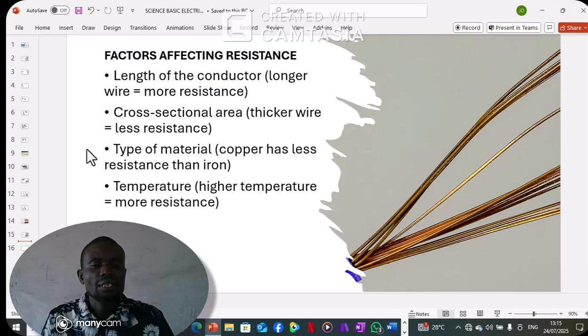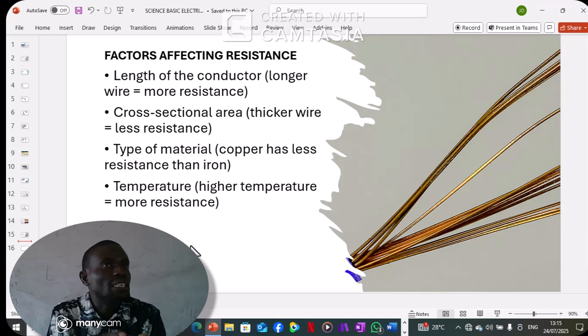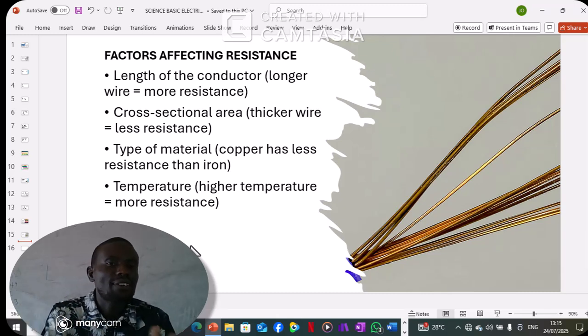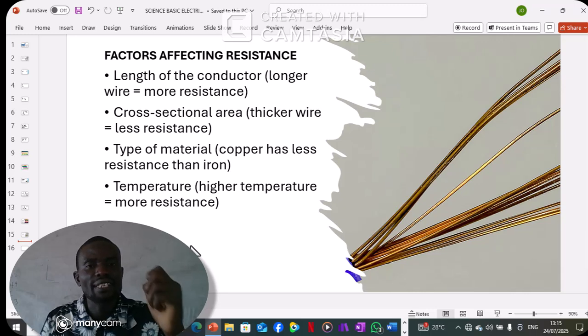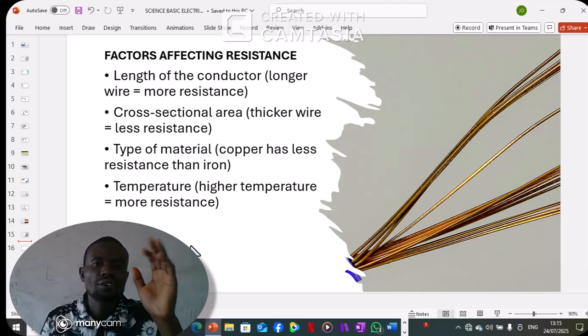Then another factor is temperature. Higher temperature means more resistance. When the temperature of a conductor is high, resistance will be high. So these are the factors that affect the resistance of a wire. We have four factors. Number one, length of the wire. Number two, cross-sectional area of the wire. Number three, type of the material. And number four, the temperature.